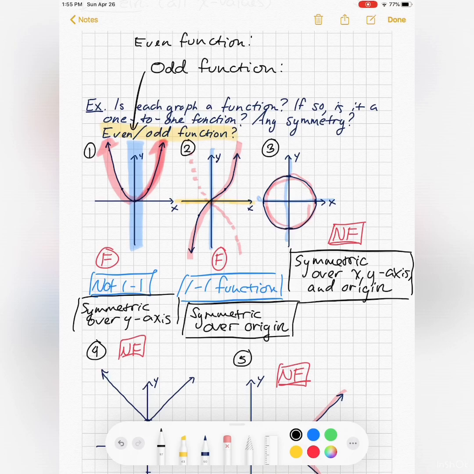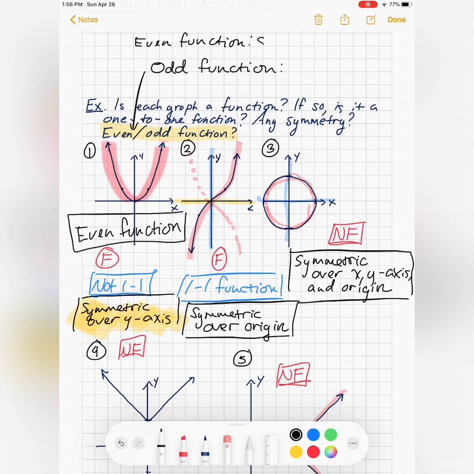If you look at number 1, number 1 here is an example of a function that is called an even function. It's symmetric over the y-axis. This guy lands here. So we call number 1 an even function. What does that mean? That means I have a function whose graph is symmetric over the y-axis.